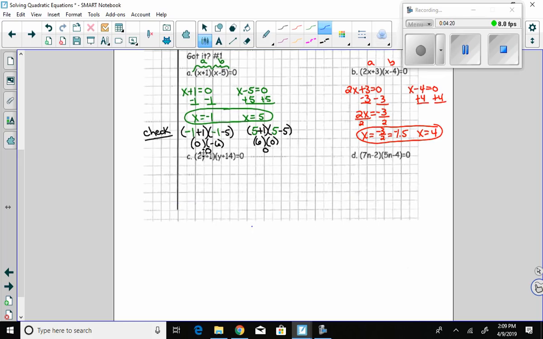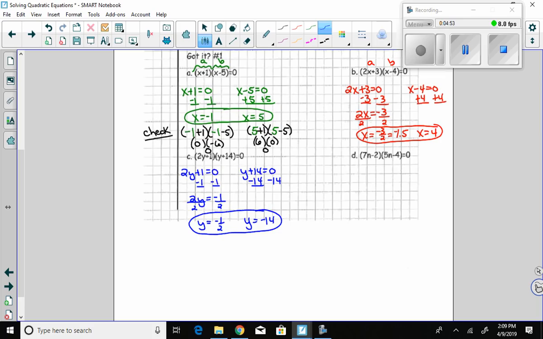So letter C, again, the first factor could be the one that made the whole thing 0, and the second factor could also have made the whole thing 0. So I'm going to solve for y on each of these. Subtract 1 on the first one, and we have 2y is equal to -1. Divide by 2, and y is equal to -1/2. Or I subtract 14 on my second factor, and I get y is equal to -14.